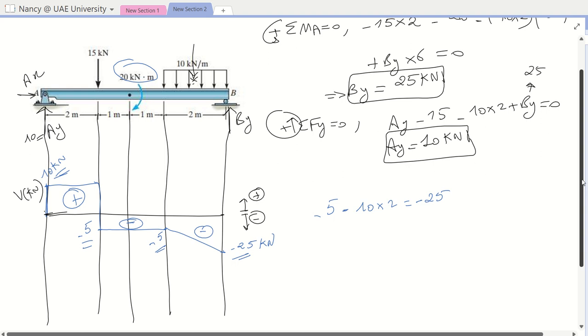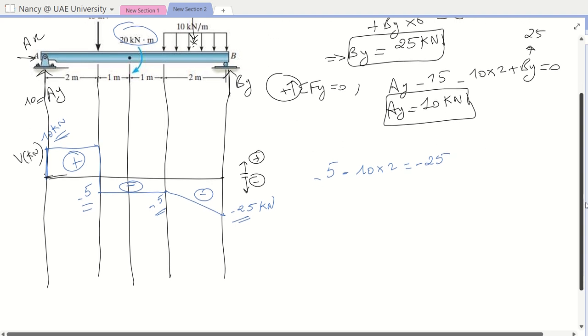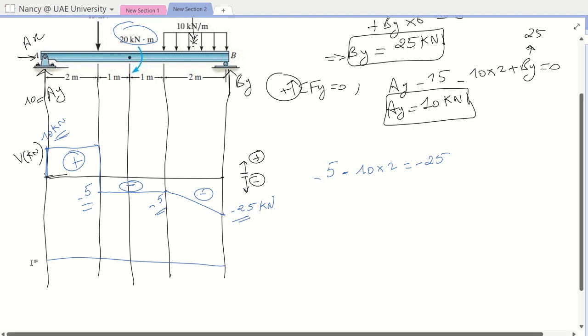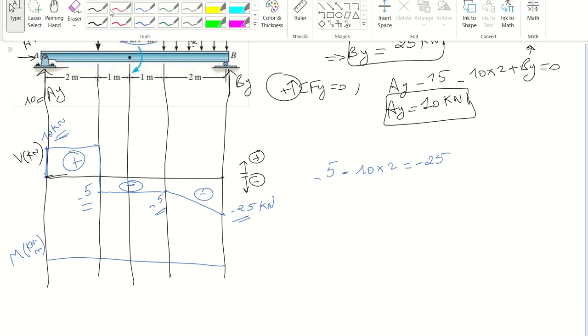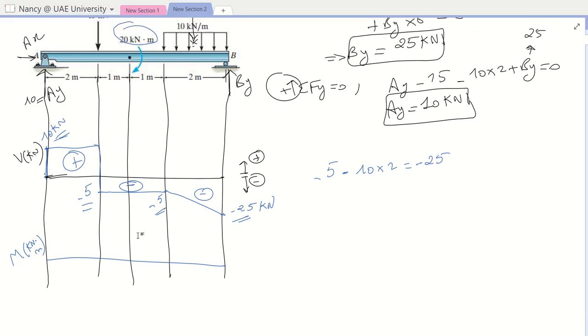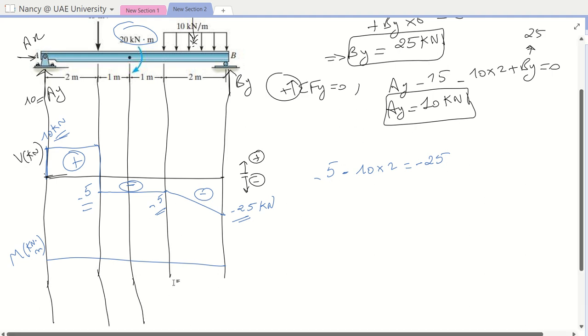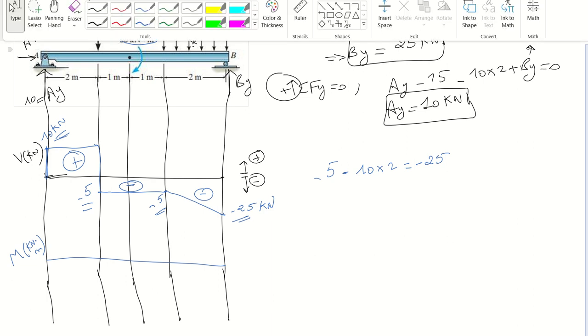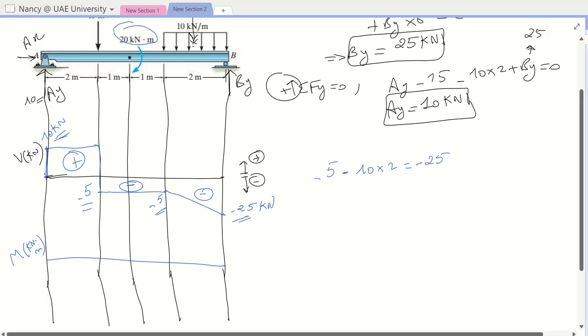The moment diagram is always the area of the shear diagram. So let's say this is my horizontal reference axis. This is my moment in kilonewton dot meter. And let's adjust the lines. Okay, so the moment diagram is just the area of my shear.